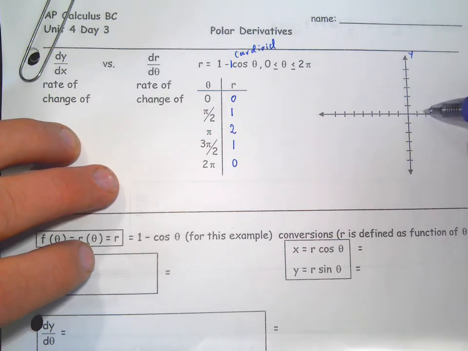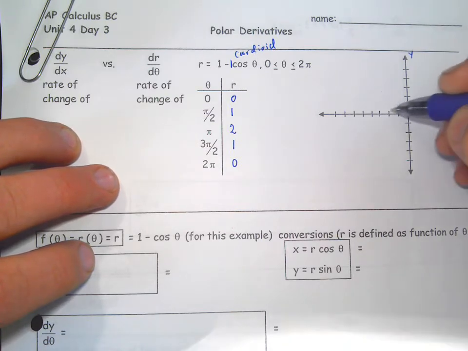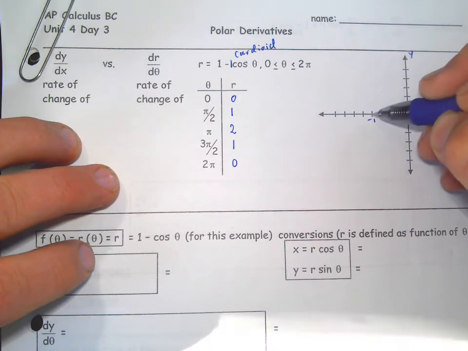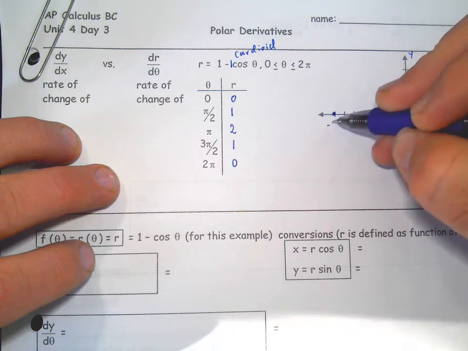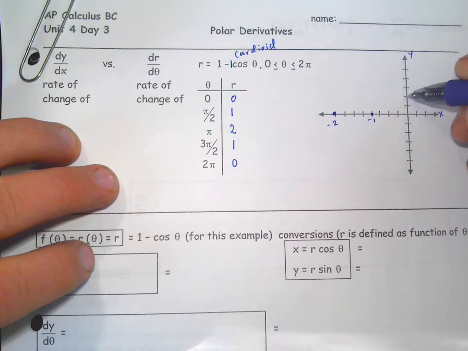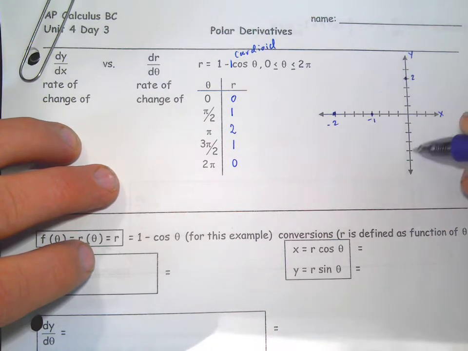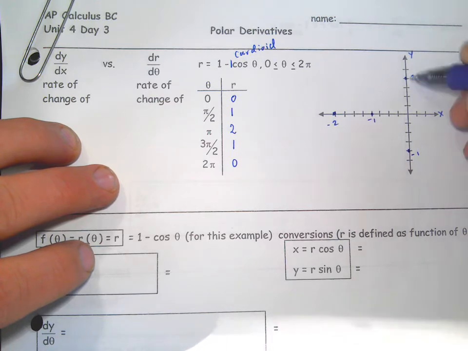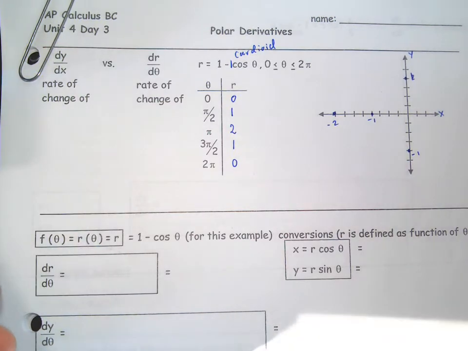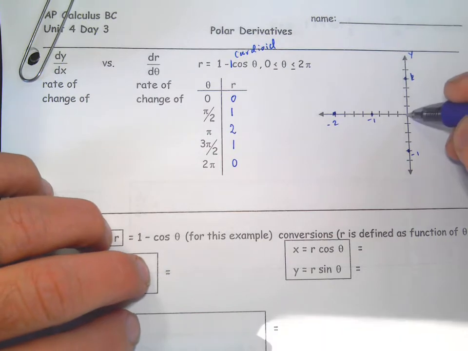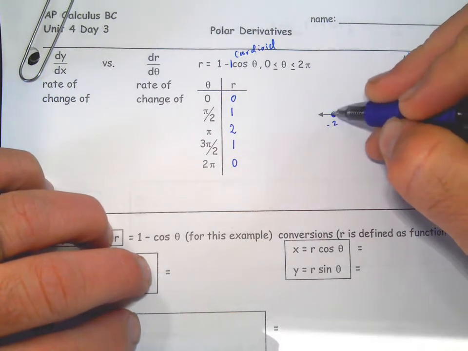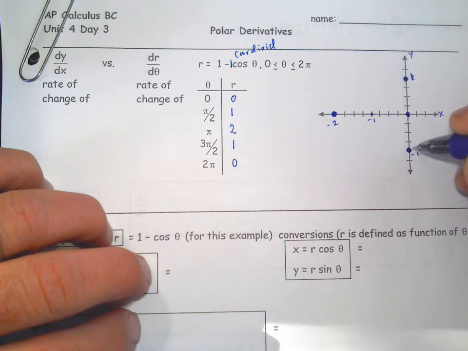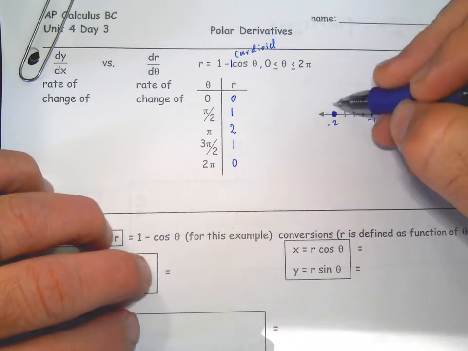Could probably make, let's say, 1, 2, 3, 4. We'll try and make this graph bigger. So I'm going to make 4 of these marks equal to one unit. And so quick sketch: 0, 0; pi over 2, 1; pi, 2; 3 pi over 2, 1; 2 pi, 0. So it's going to kind of look like this.